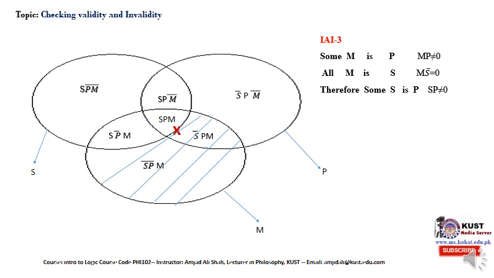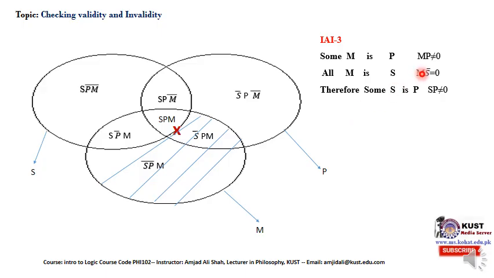Now, as far as the rule is concerned, the rule says that the universal premise should be diagrammed first, this one, and the particular premise should be diagrammed later on. Now, for a while I violate this rule.